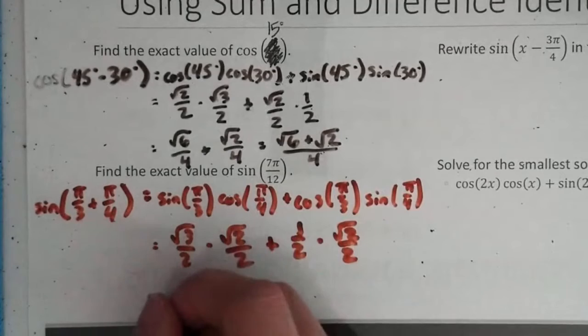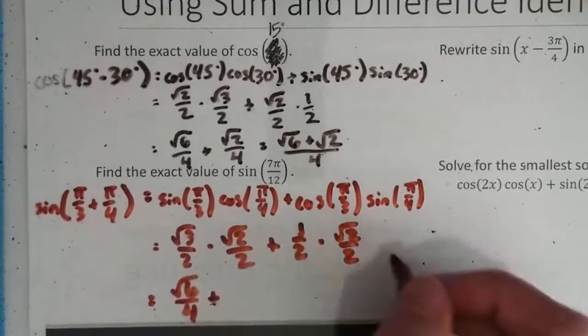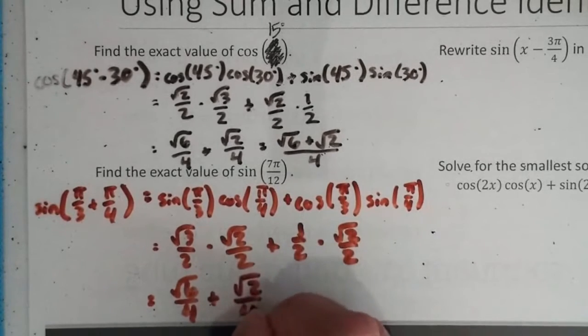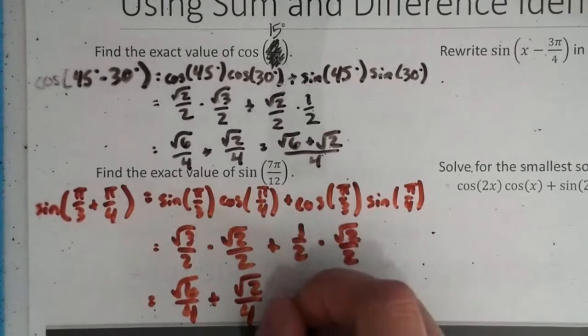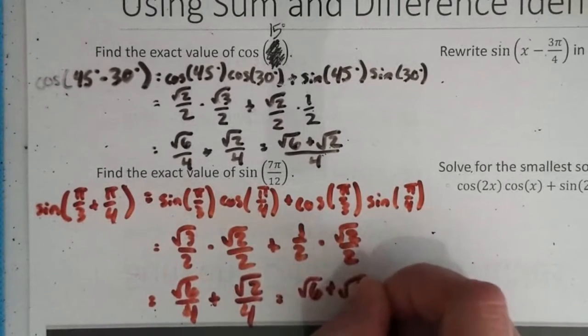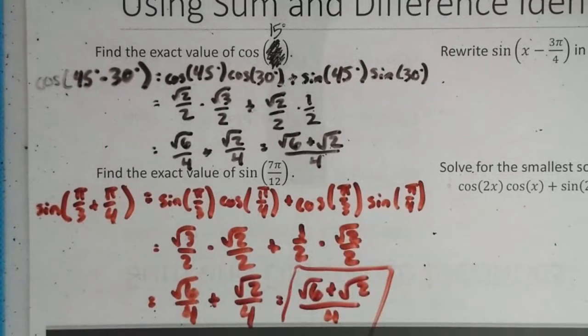Simplifying my products, I have root 6 over 4. And I'm adding 1/2 times root 2 over 2, which is root 2 over 4. That's a perfectly okay answer. Or if you want to combine your fractions, we have square root of 6 plus square root of 2 all over 4. And that's what I'm looking for. It's the same answer as last time. Wow, interesting.